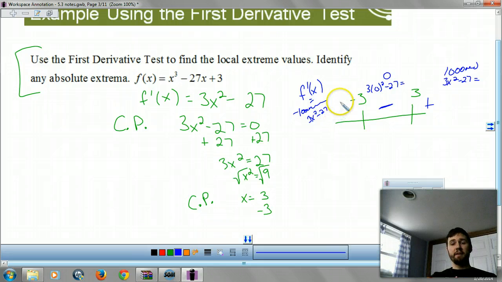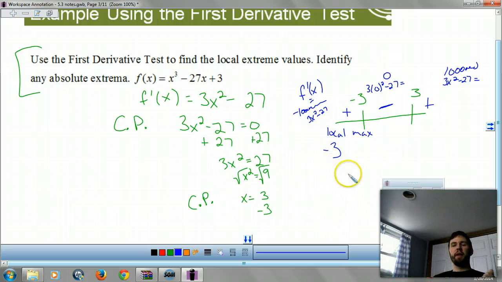And we get a positive, because anything negative squared is positive. So it's positive. That means at negative 3 we're going to have a local max, because we went from positive to negative. So you go up, and then you start to come down. It's going to be a bump. So at negative 3, we have a local max.